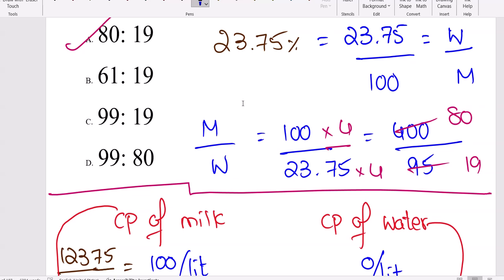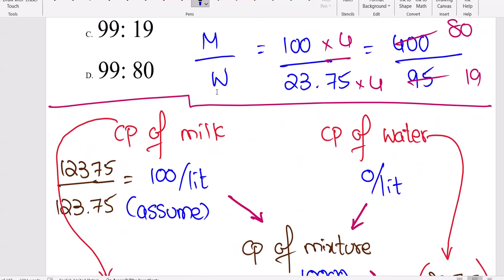Yes, no, it will not affect. Your friend is asking, sir, we assume 100 per liter. Won't it affect the answer? No. Because the cost price of milk is 100. The selling price of the mixture, the mixed one, is also 100.